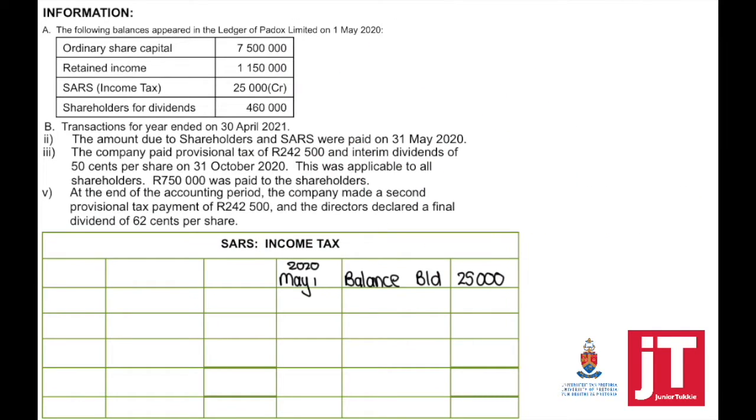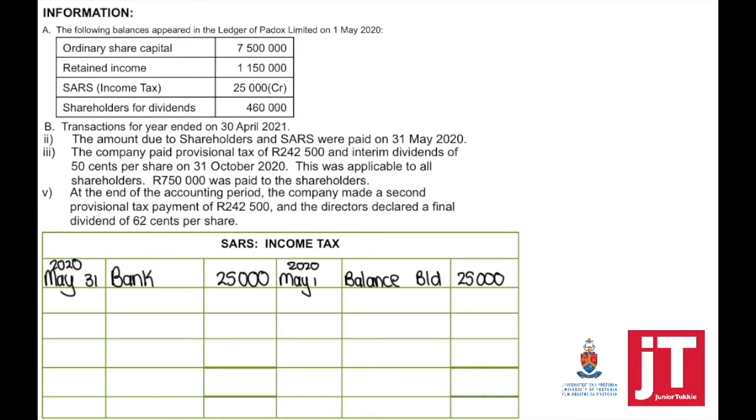Completing SARS income tax, we start with the opening balance. They set to you a credit balance, which means we owe SARS. Balance brought down on the credit side, 25,000. The transactions for the year ended 30 April 2021. The amount due to shareholders and SARS were paid on 31 May 2020.